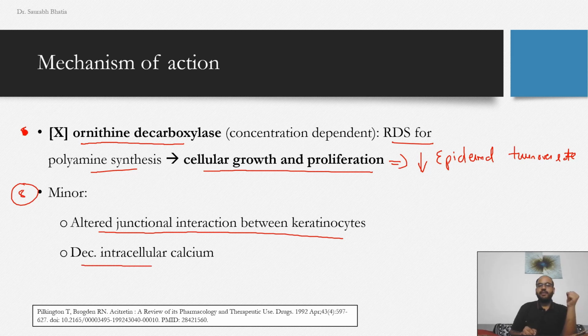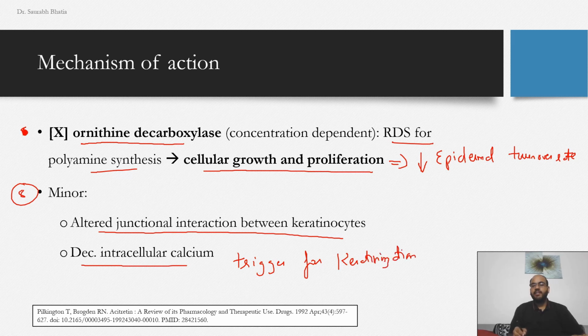It also decreases intracellular calcium. So in the future, anytime I'll be discussing the process of keratinization, you will know that intracellular calcium is a very important trigger for keratinization, and if that is decreased, keratinization doesn't happen. So again, because of this, the epidermal turnover rate is decreased. That is how acitretin helps in disorders in which the proliferation is going very fast, in an uncontrolled manner.